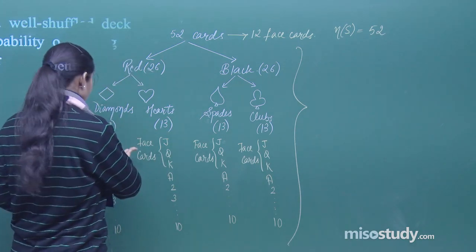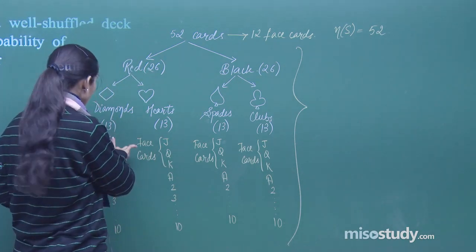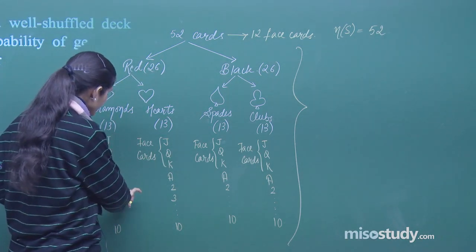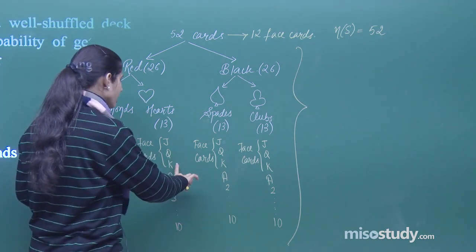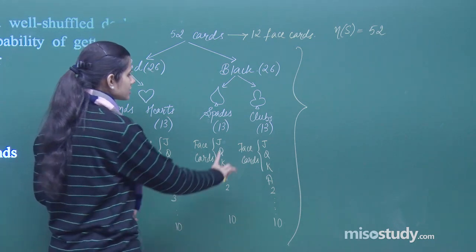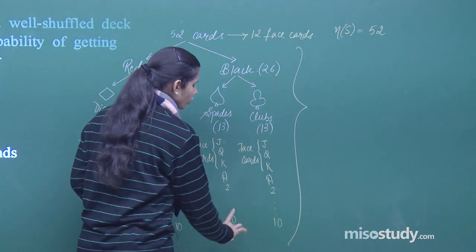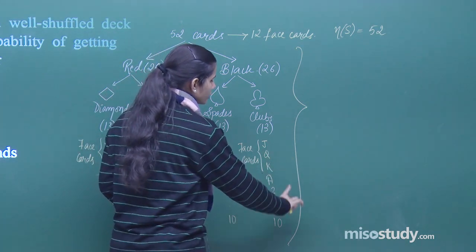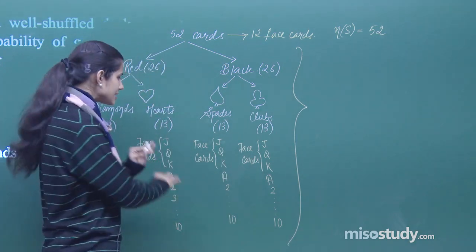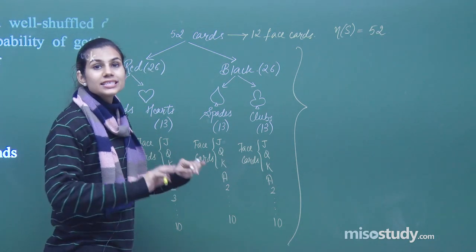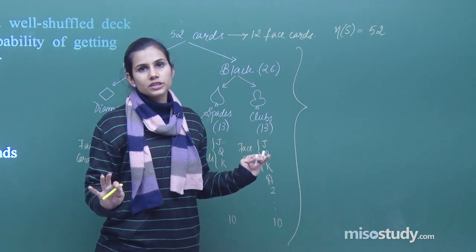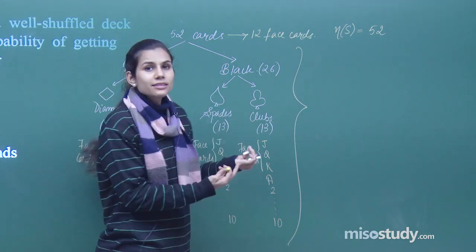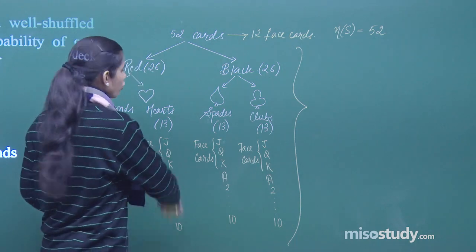What is the possible outcomes? Jack of diamonds, queen of diamonds, king of diamonds, ace of diamonds, and so on, 10 of diamonds, jack of hearts, queen of hearts, king of hearts, and so on till 10 of hearts, jack of spades, queen of spades, and so on till 10 of spades, jack of clubs, queen of clubs, and so on till 10 of clubs. These are my members sitting in the sample space. So how many members are there in the sample space? 52.